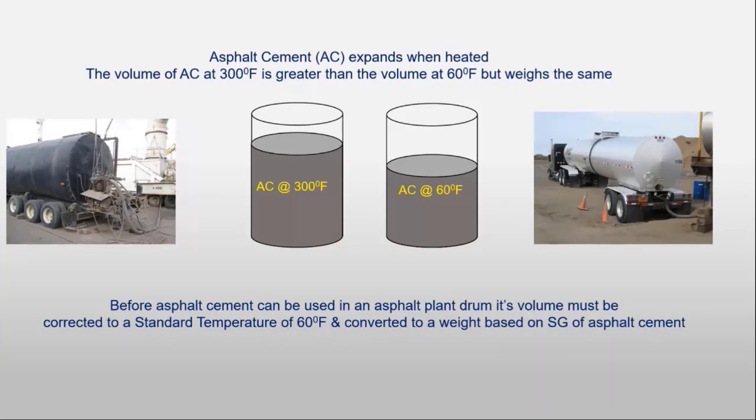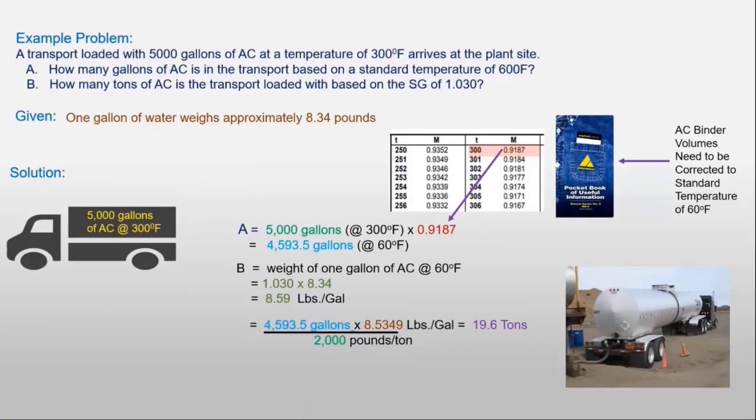Actually, at 60 degrees Fahrenheit, the binder is like, you can't pour it at all. You can hardly stick your finger into it. That's how it is on the road right now. It's stiff, but that's how we buy it, at that particular temperature. So a gallon of that has a certain specific gravity at 60 degrees. As we'll see, I've got a little example problem here. Say a transport loaded at 5,000 gallons comes to the site, at a temperature of 300 degrees. How many gallons of AC are in the transport based on the standard temperature? And that should say 60 degrees Fahrenheit.